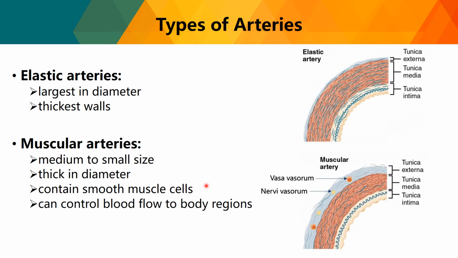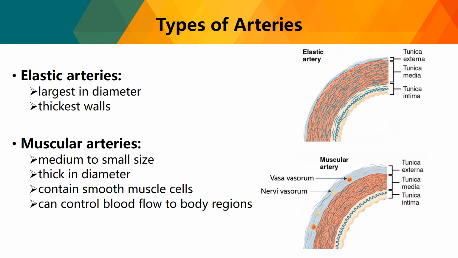Next, let's go over the types of arteries. So you have elastic arteries and muscular arteries. For the elastic arteries, these are the largest in diameter and they have the thickest walls. The best examples of your elastic arteries are the aorta and pulmonary artery. Okay? For the muscular arteries, they are medium to small in size. It's also thick, but unlike in elastic arteries, mas makapal yung walls niya. Okay? Si muscular, makapal siya but not as thick as the elastic arteries.